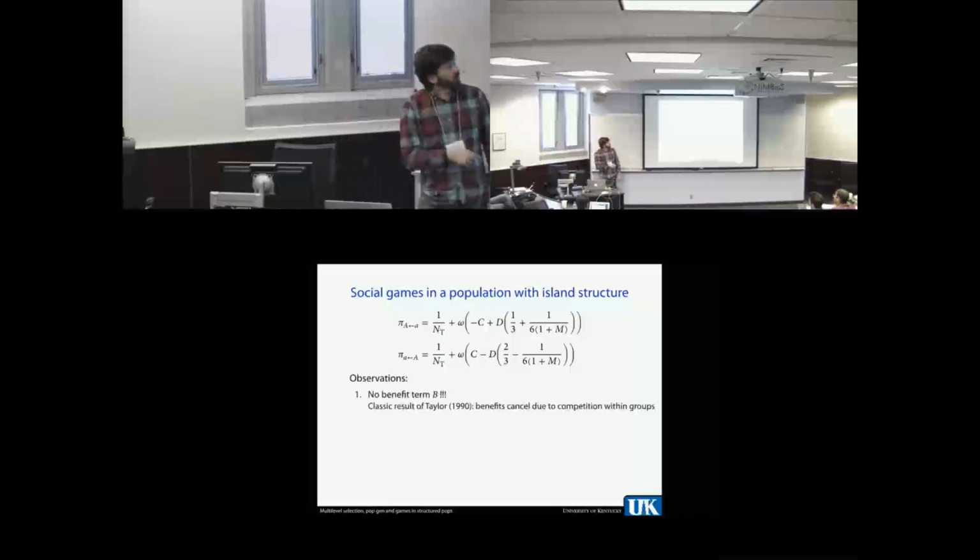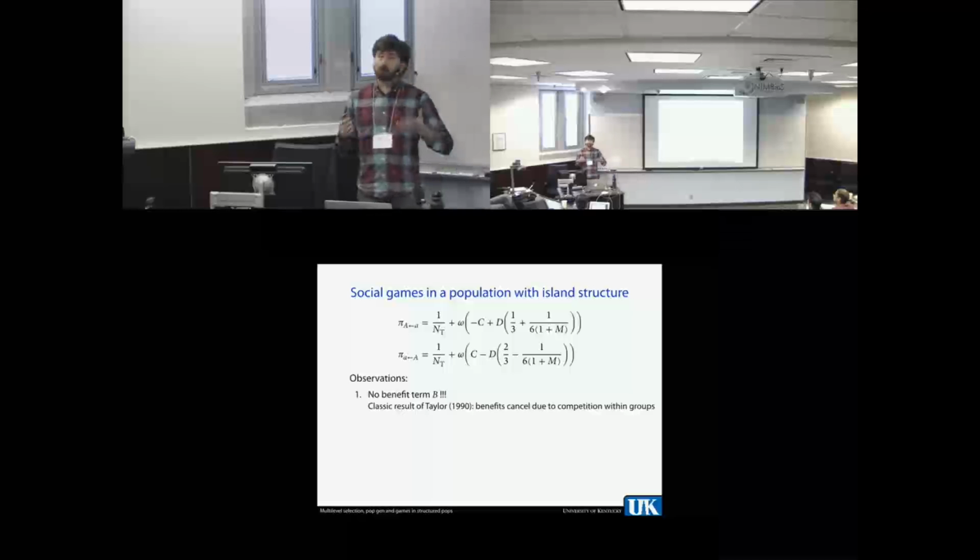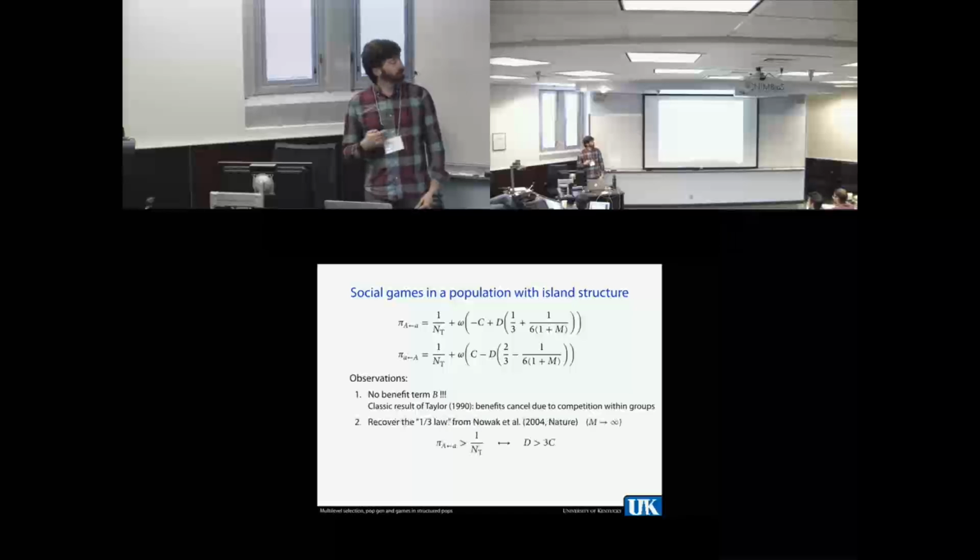So a couple of observations. There's no benefit term in here at all. So the benefits of cooperating have been exactly canceled out by the cost of competing with kin. When you cooperate within a group, that benefit increases how many offspring you produce, but some of those offspring stay within your group, and you compete with them for the spots in the next generation. So this is a classic result going back to some work from Peter Taylor in the early 90s. In this kind of population, you get this exact cancellation of the benefit of helping.